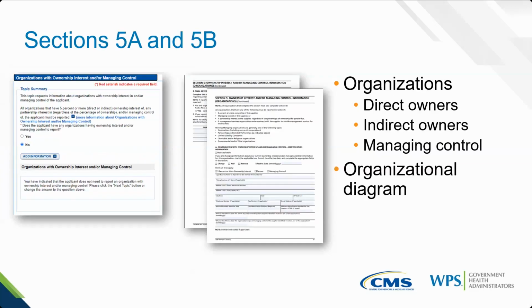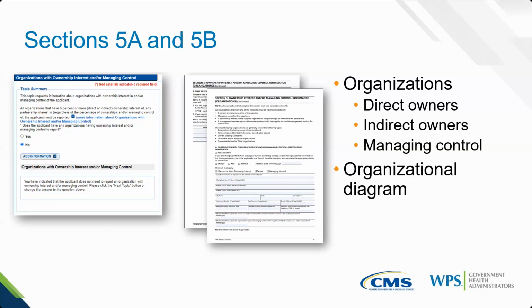Next section is section 5A and 5B, and this is going to be ownership and managing control interest. So this application is going to result in a PTAN, and the provider is going to receive Medicare funds. So with that, the best way to prevent fraud is to keep anybody who would do harm to the Medicare Trust Fund out of the program in the first place. So one of the things that CMS requires is disclosure of entities and individuals, which we'll talk about the individuals in a minute, that have oversight or control over the Medicare funds that are being paid to them.